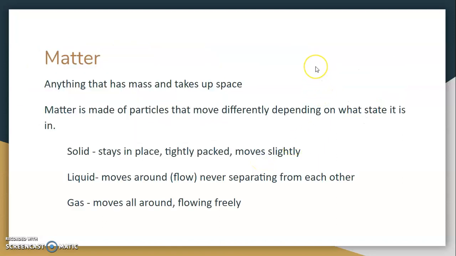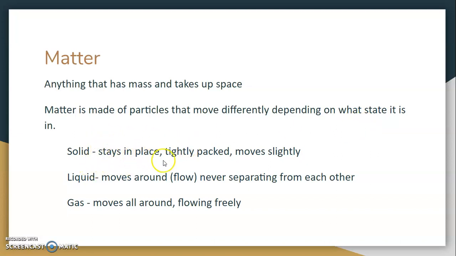All right, so then we moved on to matter. Notice that we're building up. We started with atoms, and then we moved up to elements. Atoms make up elements. Elements make up matter. Okay? So matter is anything that has mass and takes up space. Matter is made of particles that move differently depending on what state it is in.